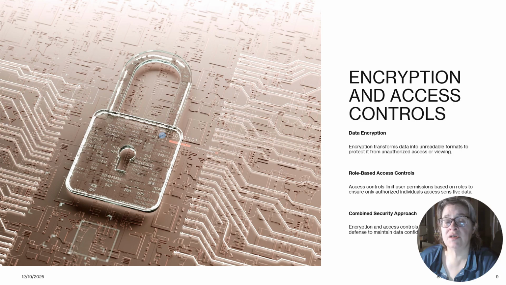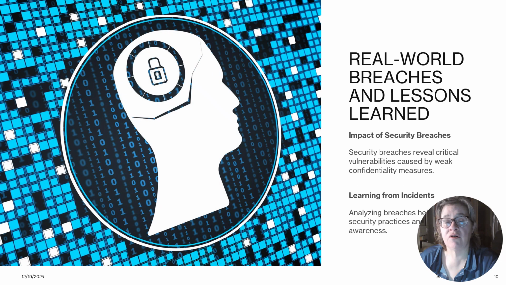Encryption converts data into unreadable formats for unauthorized users, while access controls restrict permissions based on roles. Together they form a strong defense for confidentiality. Numerous breaches highlight the consequences of weak confidentiality measures. Studying these incidents informs better security practices and awareness.